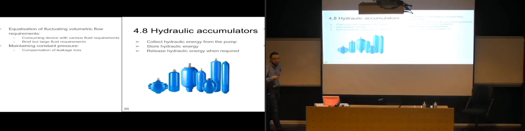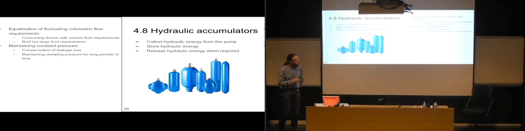They also compensate for leakage loss inside the system, so that if you are losing pressure due to leakage, maybe you have a hydraulic motor which is very old and has a lot of leakage loss, isn't very efficient. You might have a lot of leakage loss in cylinders also, and then you can get compensation through an accumulator. And also for maintaining clamping pressure for long periods of time.